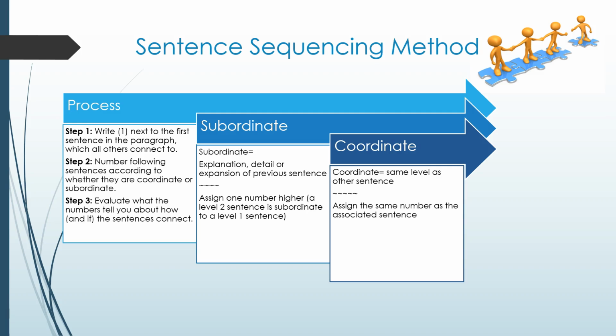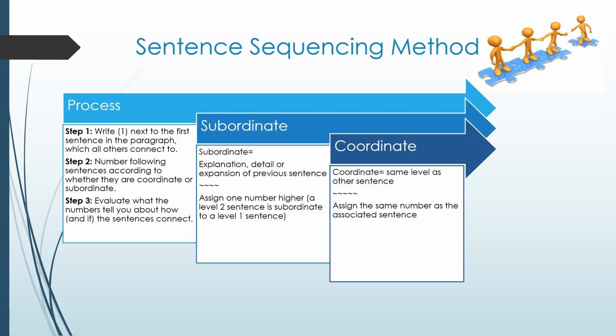The process for performing sentence sequencing is actually fairly simple. Basically, you assign a number to each sentence that indicates how it relates to a previous sentence. Since the first sentence in a paragraph should be a topic sentence and should start a new train of thought, we begin our numbering with the topic sentence and label it as being level 1. Then you look at each following sentence to decide how it relates.